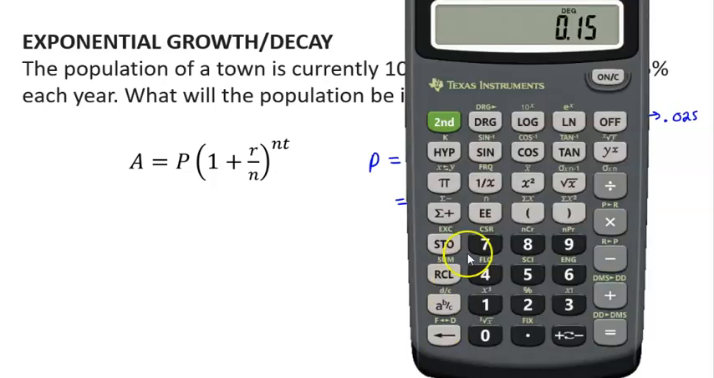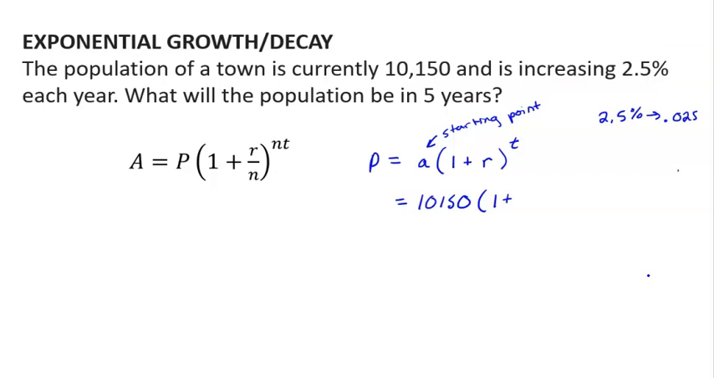If you're not sure, just pop it in the calculator. 2.5 divided by 100. Okay, and that gives us 0.025. And then T, we're talking about what will the population be in 5 years. And so I'm going to put 5 up here.